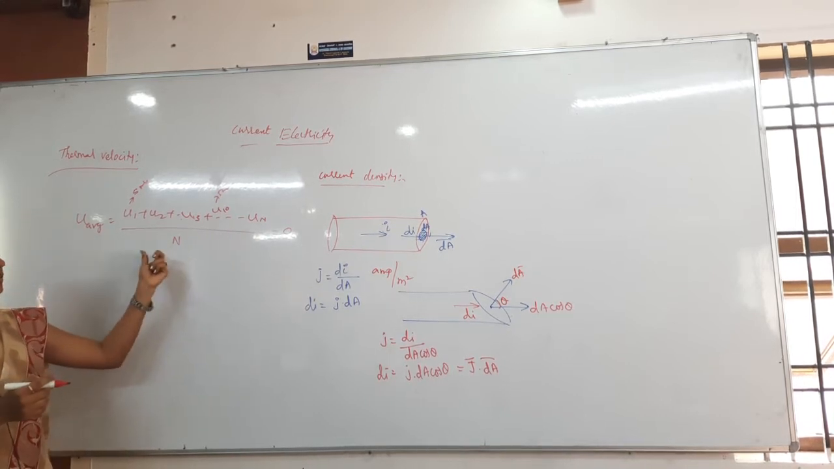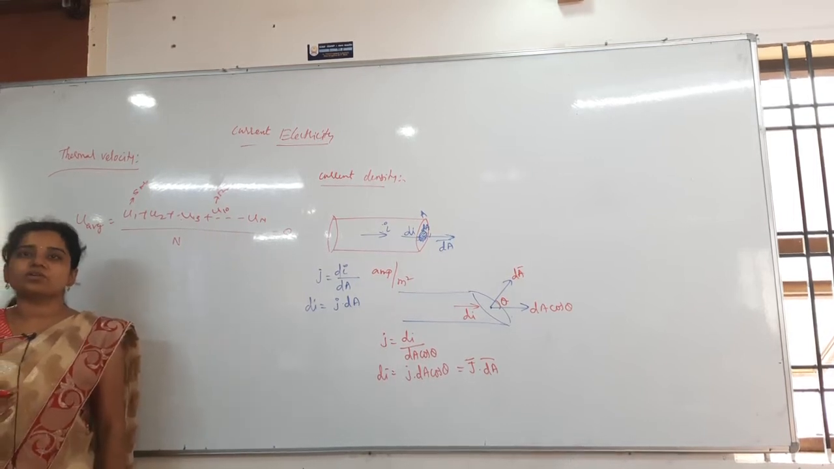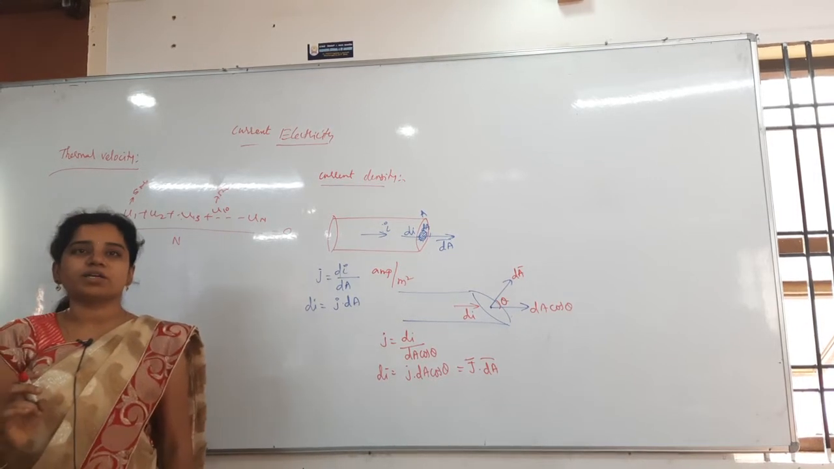And why are we discussing this? Because this will come in the drift velocity concept again. In drift velocity also we will get the velocity after some time. What is the formula for velocity after some time? Kinematics.